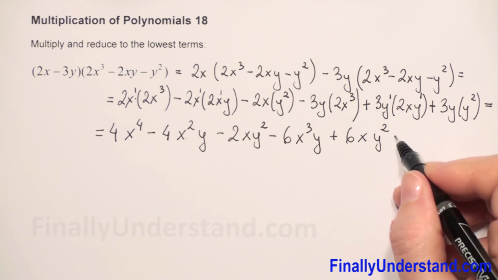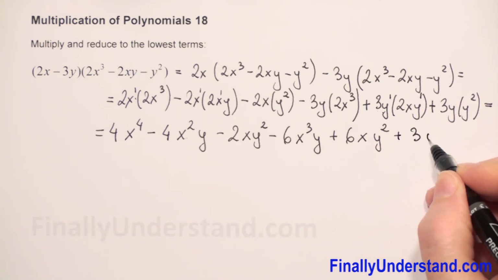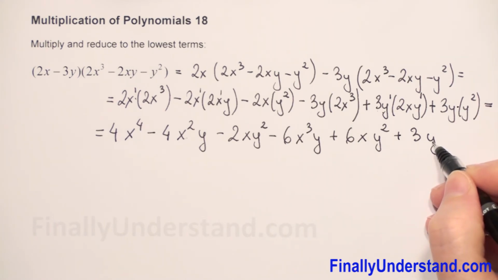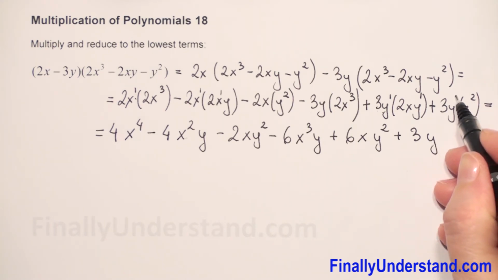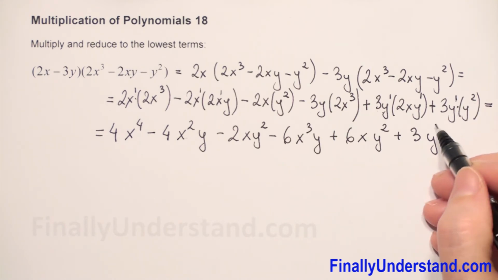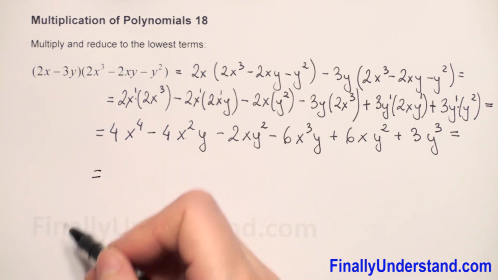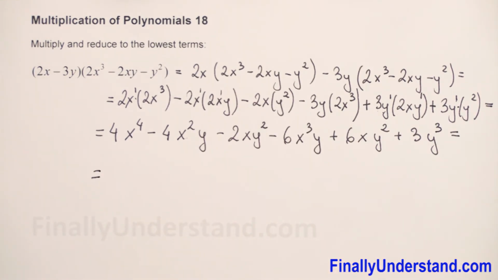And the last expression we have plus 3y times y squared. Multiplication, so we copy the base and we add exponents. When we don't have exponents, we have an invisible 1. 1 plus 2 is 3. So this is equal. Now we have to combine the like terms.